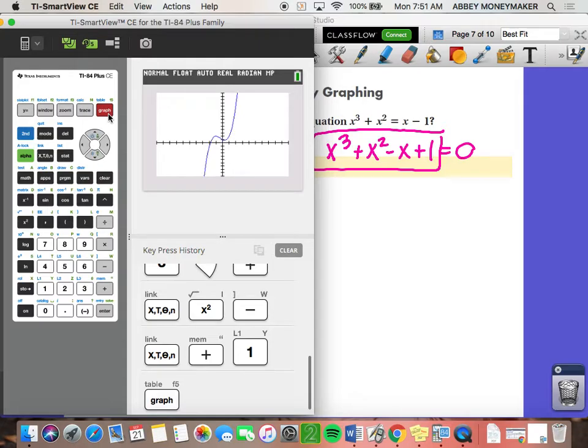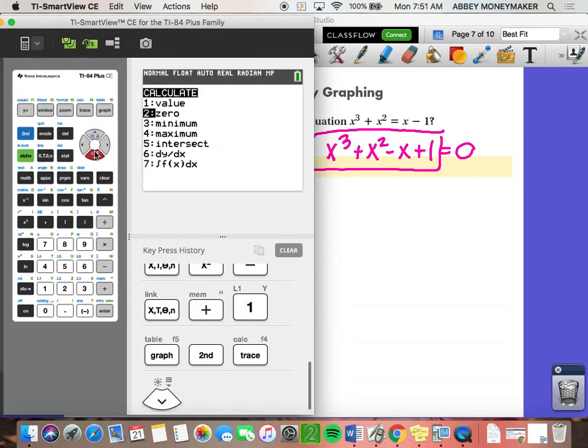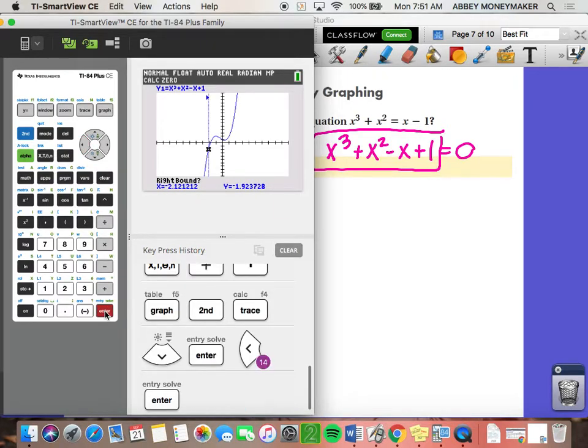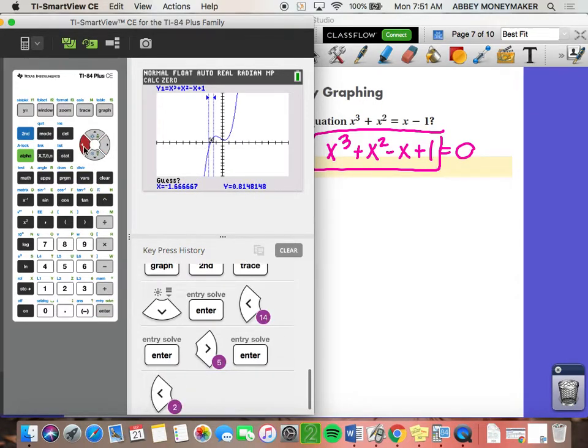So as we learned back in the 5.2 lesson, it looks as if it's only crossing the x-axis one time. So we're going to find that one real solution by doing second trace 0. So we're going to go to the left of where it's crossing the x-axis, we're going to go to the right of where it's crossing the x-axis. And then if you want to take a guess, you can. And one of your real solutions is negative 1.839287.